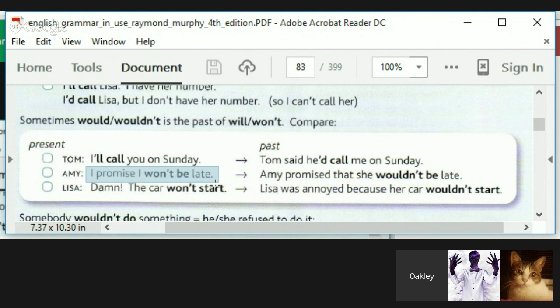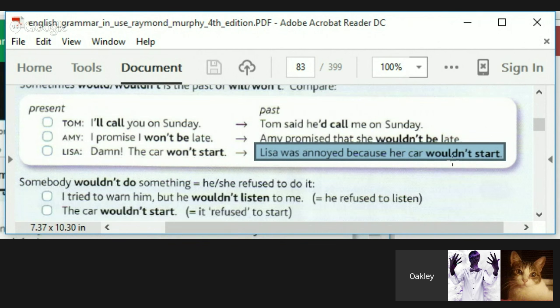All right. I promise I won't be late. Amy promised she wouldn't be late. This is what's called reported speech. When we're talking about it, we're reporting that to somebody else. Damn, the car won't start. Lisa was annoyed because her car wouldn't start. All right, we're reporting the action. Really in the past. So in this use, when you're kind of reporting something that happened, you can use would or wouldn't.